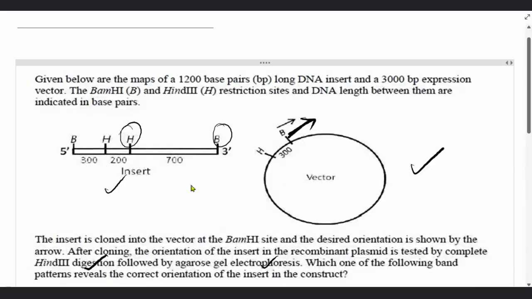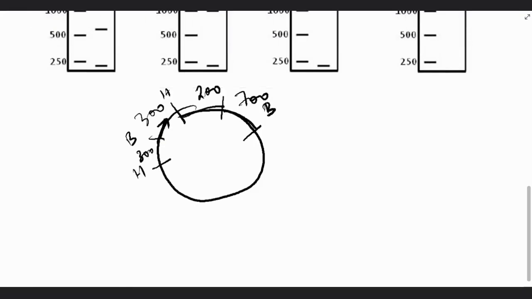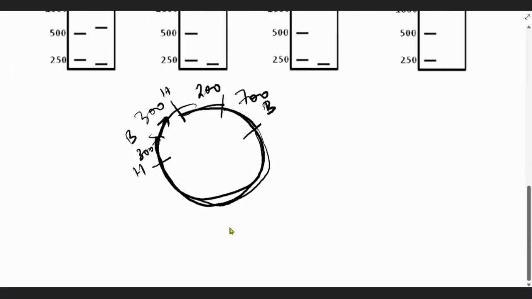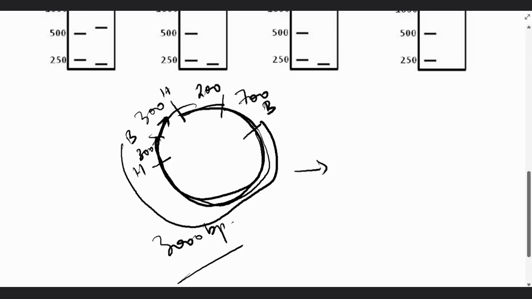I just drew it from the BamHI site. So this is going to be the insert, and this is going to be the rest of the plasmid. The rest of the plasmid here corresponds to 3000 base pairs as shown in the question. Yes, perfect. So from this to this, it's going to be 3000 base pairs. Now we are going to do complete HindIII digestion, right? That was given. When you do complete HindIII digestion, this part is going to get cleaved, this part is going to get cleaved, and here also you have HindIII, so this part is also going to get cleaved.